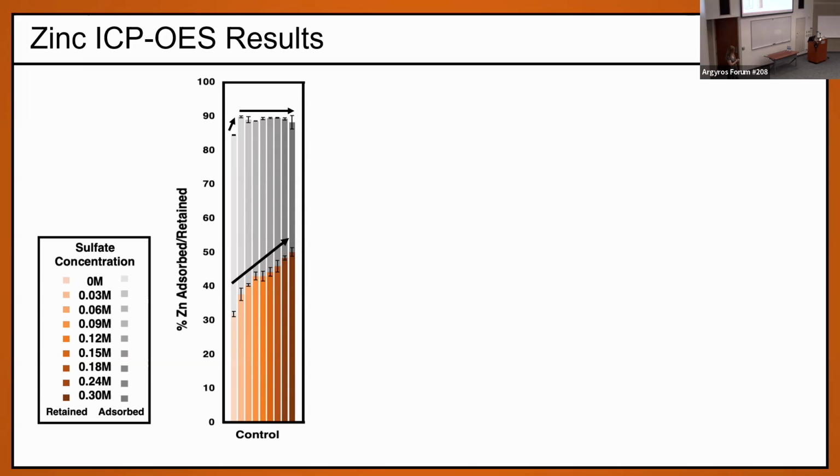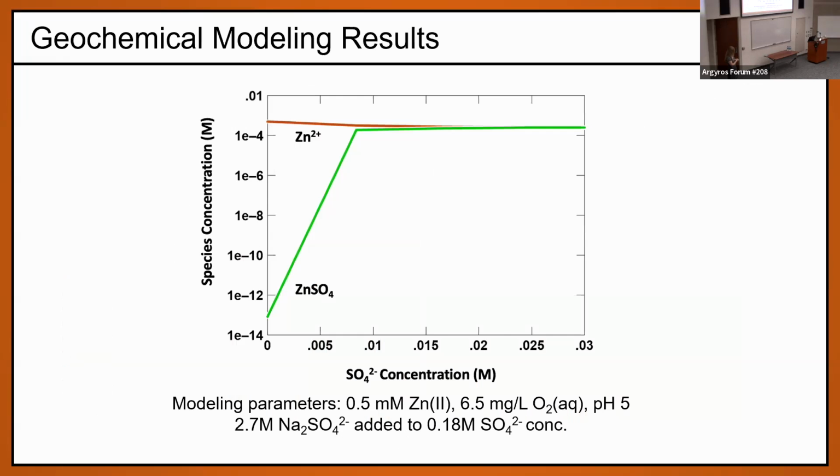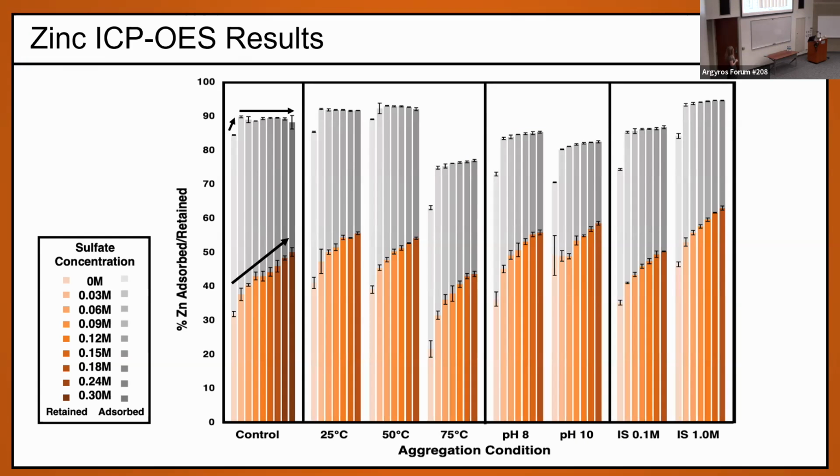And now, after a little bit more lab work, we have data for all of our aggregates that were tested. The interesting thing to take away here is that although the absolute percentages of adsorption and retention are different, the relative trends remain the same. We see that same initial jump between 0 and 0.03 molar sulfate in adsorption, and then that significant continual climb in retention as a function of sulfate.